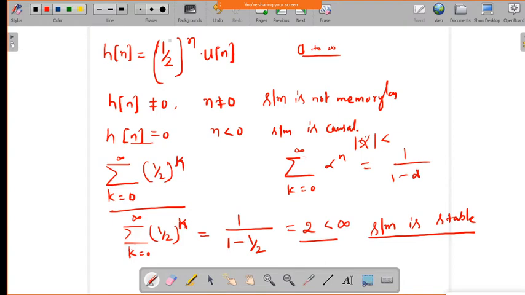So now similarly you can do it. What is it for this case, that is, h of n equal to 0.99 power n into u of n plus 3? Find out whether the system is causal, stable or memoryless, and what it gives. Try to find out.